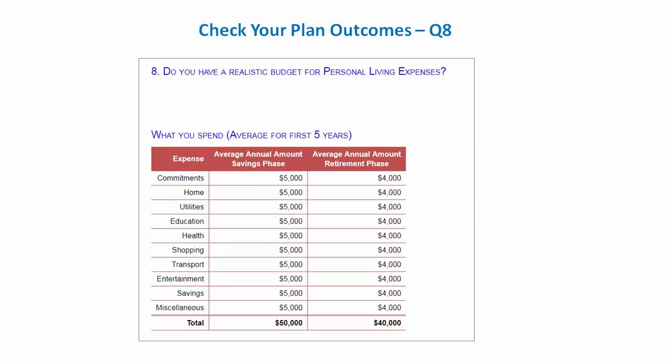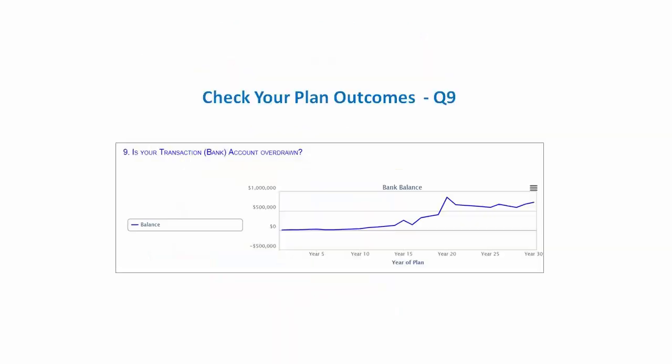Remember, you may live more than 30 years after you have retired, and surely you want to have the spending power to enjoy that time. The single most important thing you must monitor is the account balance of your transaction account, which is also referred to as your bank account.